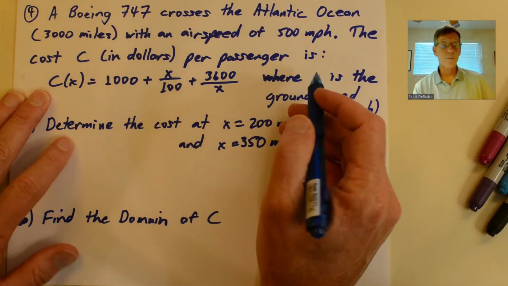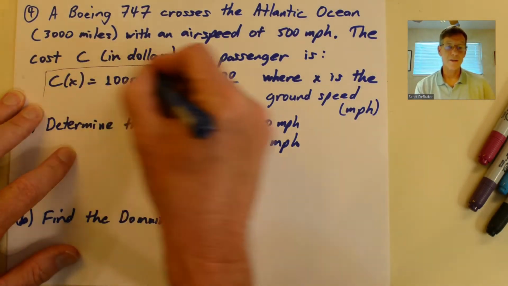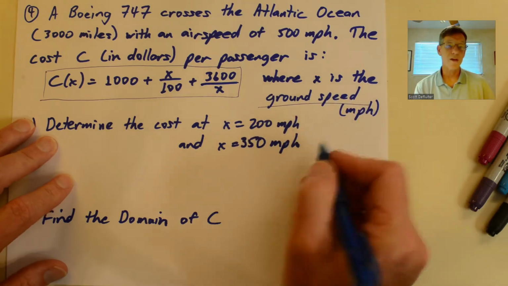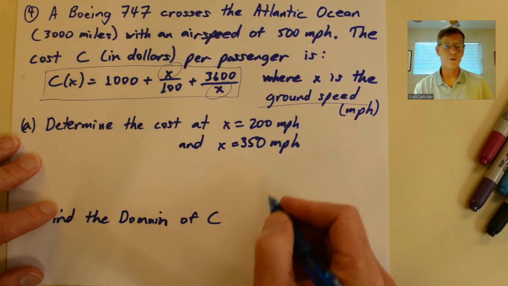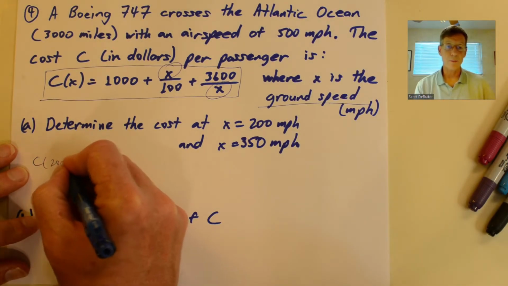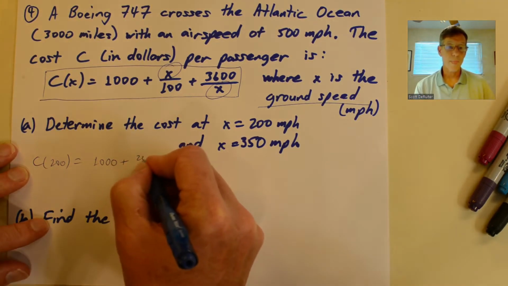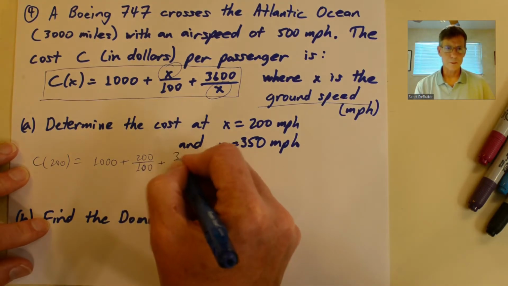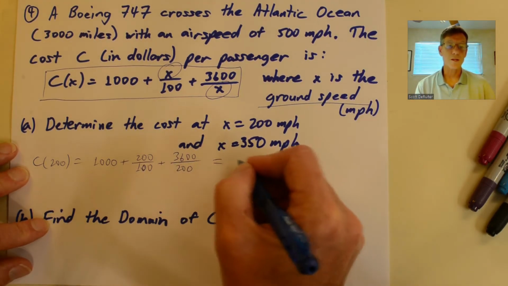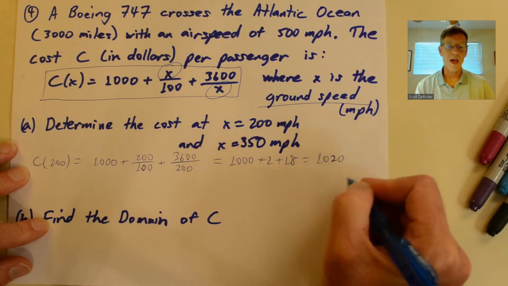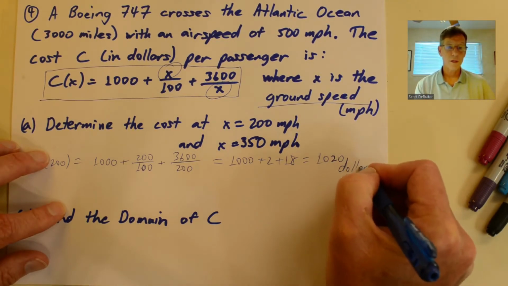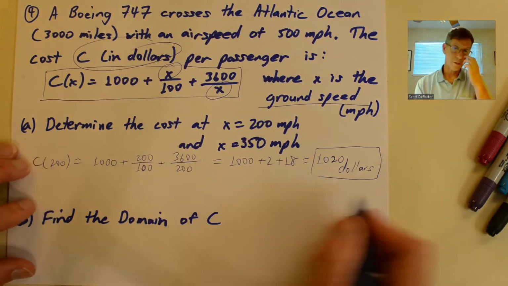Let's try a word problem. So in this word problem, we've got a Boeing 747. If we plug in the ground speed, we can get the cost in dollars. So ground speed, the input, is in miles per hour, cost is in dollars. We're going to plug in a couple of specific values, 200 for x, and we get 1,000 plus 2 plus 18. That's $1,020 if the ground speed is 200 miles per hour.